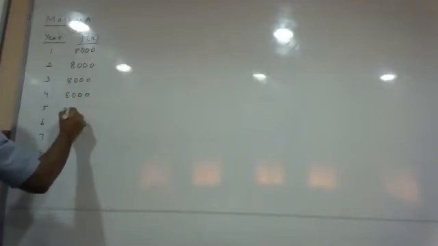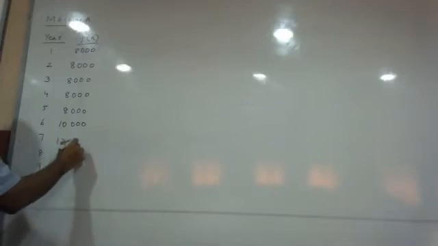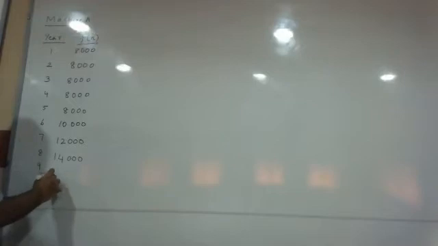From the 6th year onwards, it increases by 2,000 rupees subsequently. That is, from the 6th year, every year it goes on increasing by 2,000 rupees. So what will be the value for the 6th year? It becomes 10,000. 7th year, it becomes 12,000. 8th year, it becomes 14,000. 9th year, it becomes 16,000. And for the 10th year, it becomes 18,000.